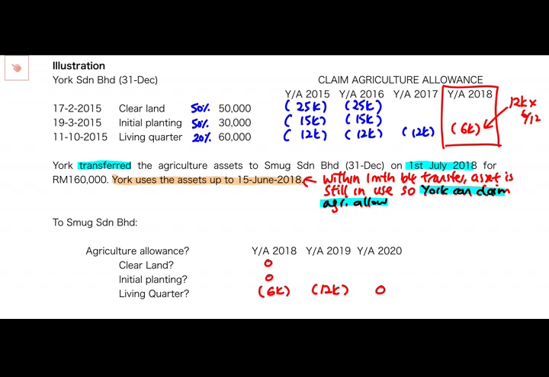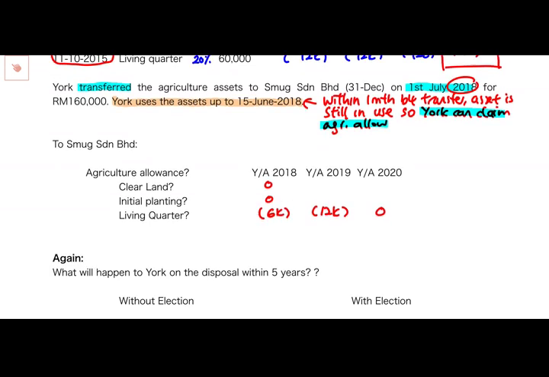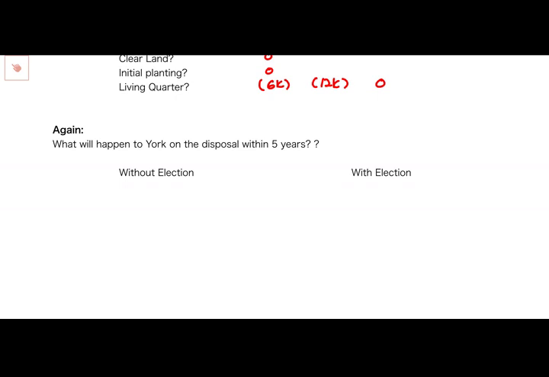And look back into this example. Is it true that York disposed within 5 years? It is. Because you incurred in 2015 and now you're telling me in 2018 you start disposing. That's why I come down and tell you the additional issue. Now what will happen to York when you do disposal in 5 years?